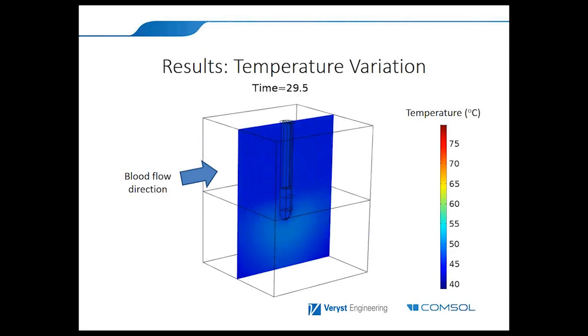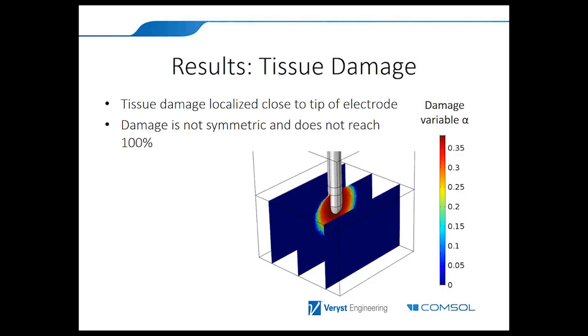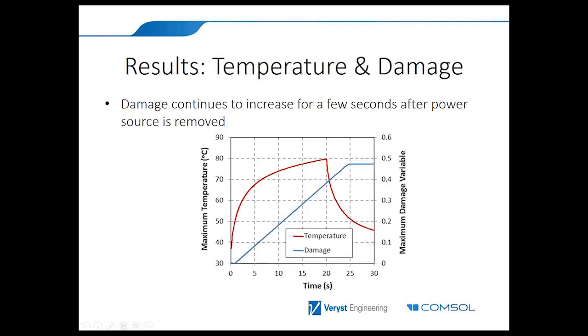We have the damage variable activated, so you can plot it here, and you see that damage is localized very close to the tip of the electrode. It's not symmetric, and it also does not reach 100% for the parameters that I selected here in the simulation. Damage also increases versus time. This is damage versus time, the blue curve, and the maximum temperature versus time is here.